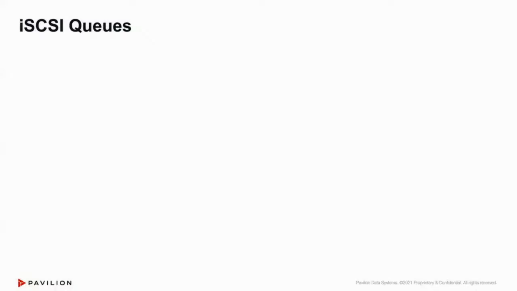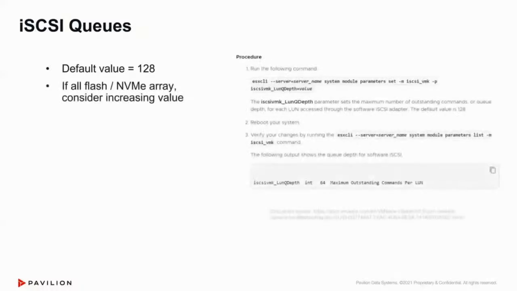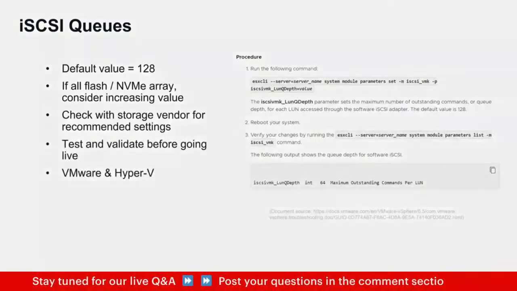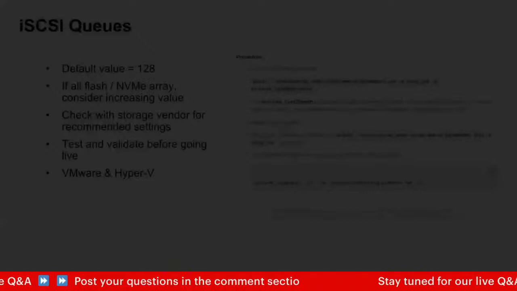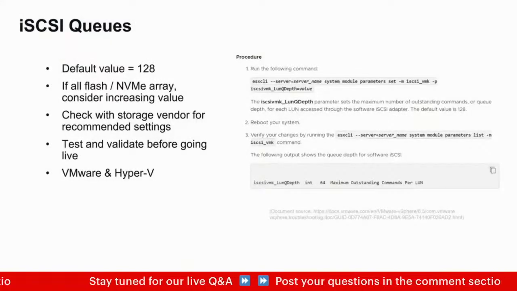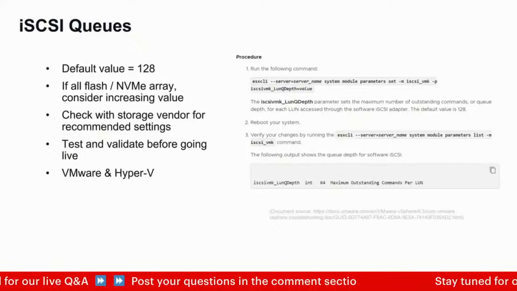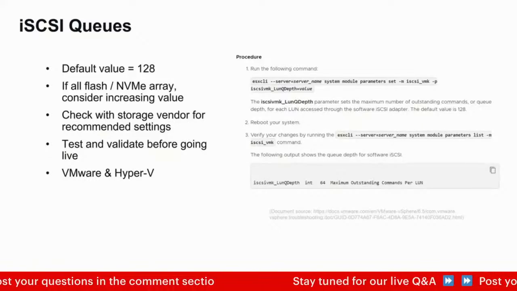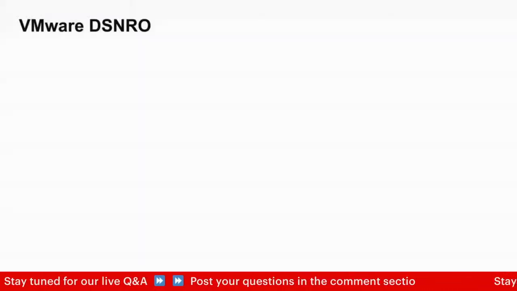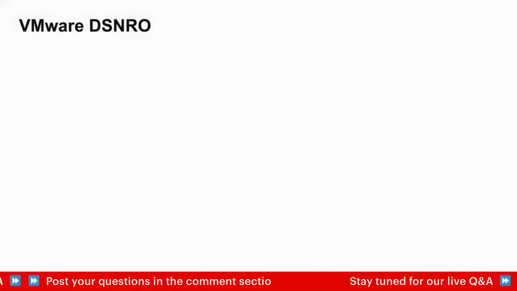Now, iSCSI, this is VMware and Hyper-V. The default queue depth is 128. So again, if you're on really good storage, this is probably too low. As always, check with your storage vendor for recommended settings, and test and validate everything. But there is the example of how to change this on VMware. Their knowledge base article says go from 128 to 64. That's really silly. A lot of times we're going to go to 256, sometimes a lot higher, depending on the storage platform that you've got. So that cleans up that layer.